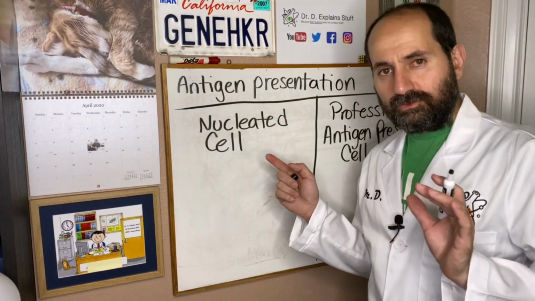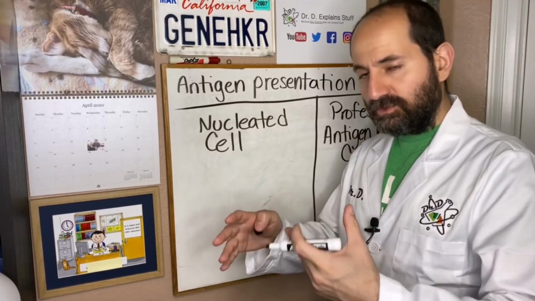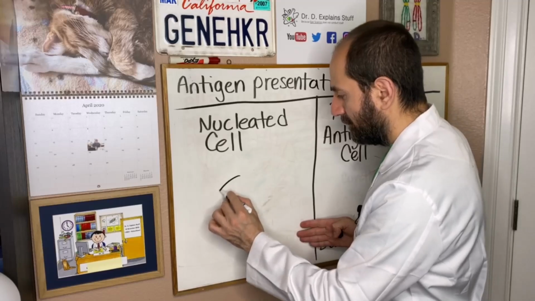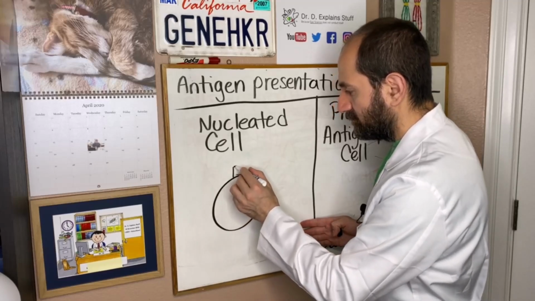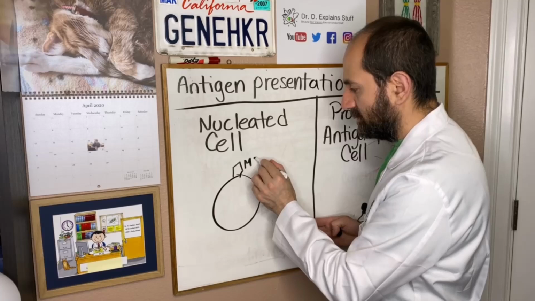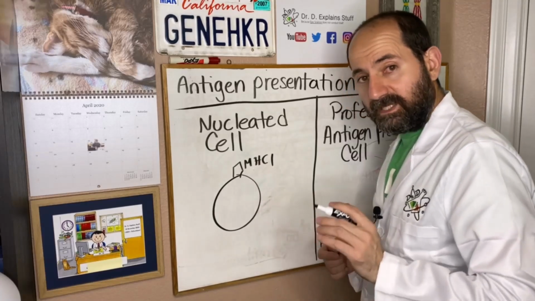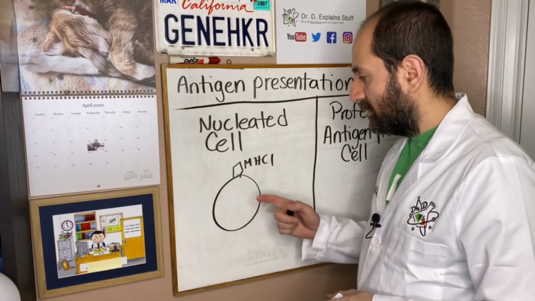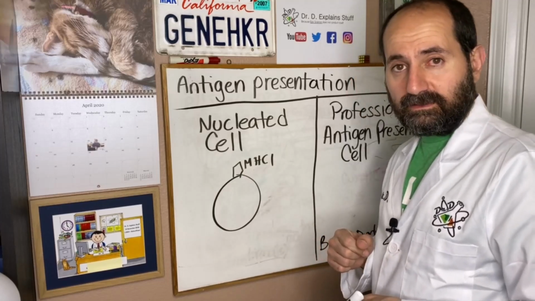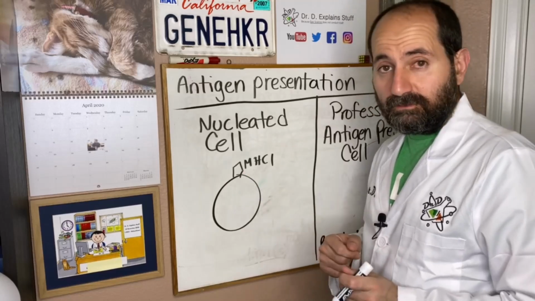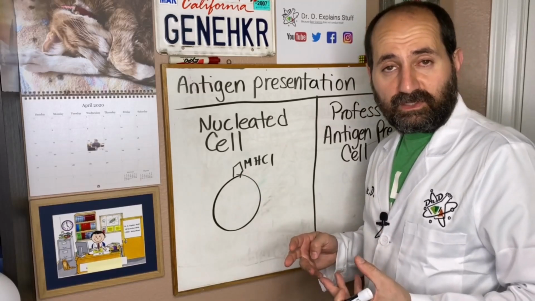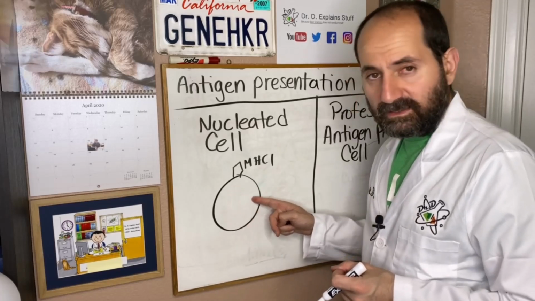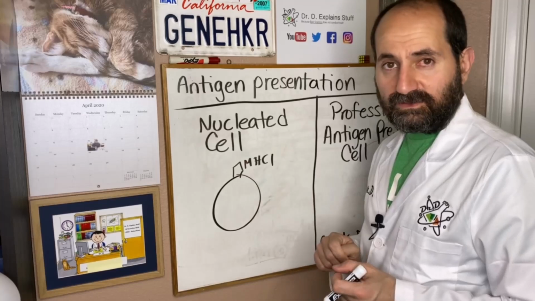So let's start with your normal nucleated cells, the nucleated cells of your body. Remember, those cells have MHC I, major histocompatibility complex 1, on their surface. What is the importance of that? MHC molecules are like trophy cases. MHC molecules can bring antigen from inside of the cell and present it outside.